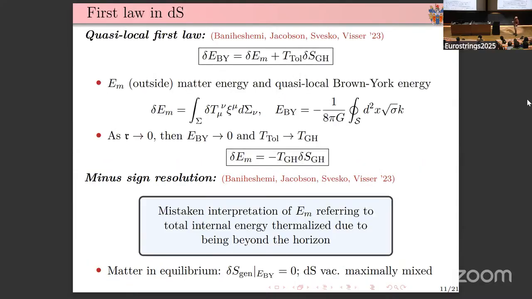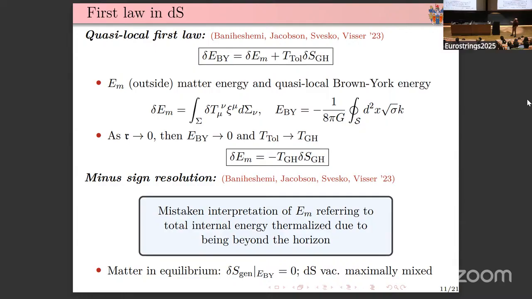Okay, what's more is you can derive a quasi-local first law. We did this using some covariant phase space methods. This E sub m here is just the change of the Killing matter energy that you put inside of your static patch. And this limit I was mentioning, let's suppose you're in the cosmic patch and you take the limit such that you go all the way to the pole, to the full static patch limit. Then as r goes to 0, your Brown-York energy goes to 0, the Tolman temperature goes to the Gibbons-Hawking temperature, and you simply recover the historic first law of cosmological horizons with its minus sign.